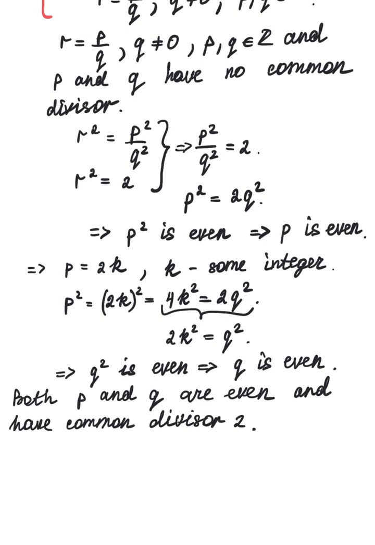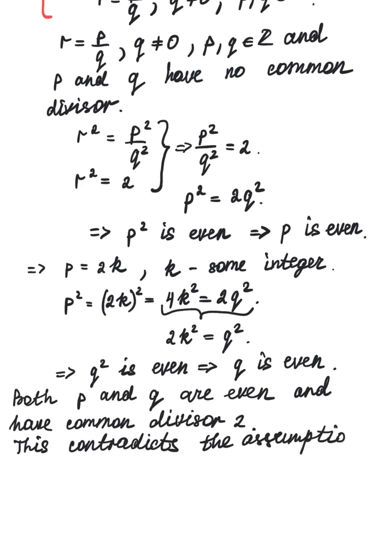Let us think. What did we assume at the beginning? We assumed that p and q have no common divisor. Now we have a common divisor and it is 2. So this contradicts our assumption that p and q have no common divisor.